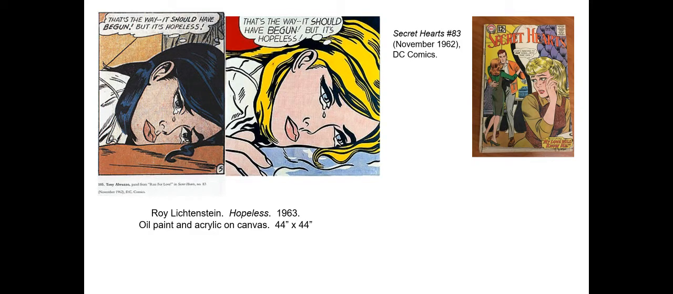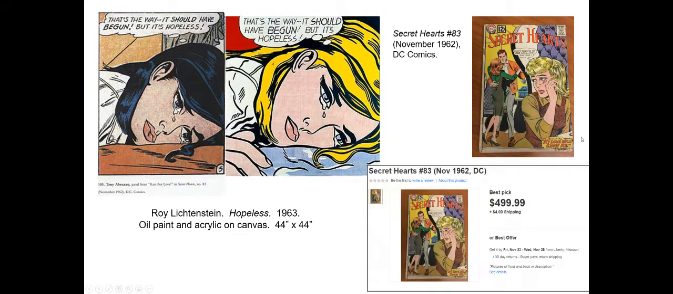And let me tell you, if you have the patience to go digging for Secret Hearts number 83, buy it. Because this thing is just a cheap, no good comic book, but you could turn around and sell it on eBay for around $400 or $500. Again, they're highly sought after, not by comics collectors, but by art collectors. I just thought you might find that interesting.